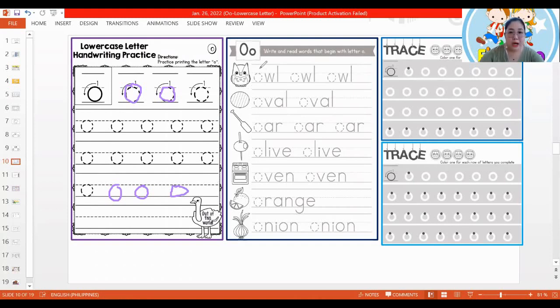And when you're all done, you can trace the letter O and also trace the other words. And when you're all done with that, you can also trace the letter O on this side. Let's not forget we have to color all the owls when we're all done. So you can pause the video now and continue your work.